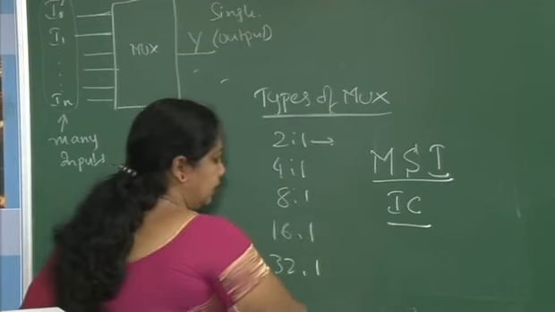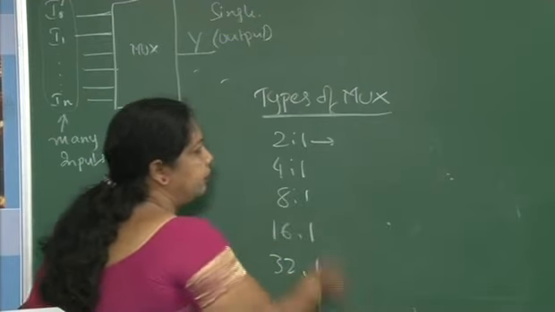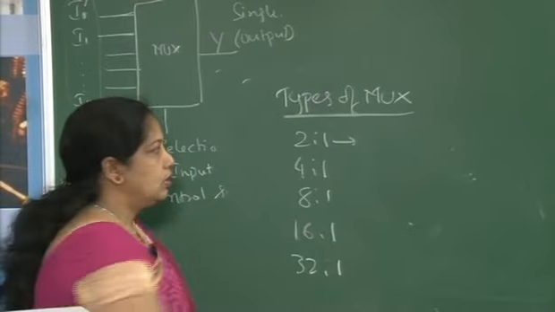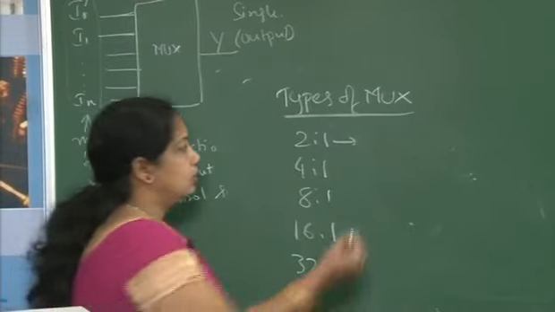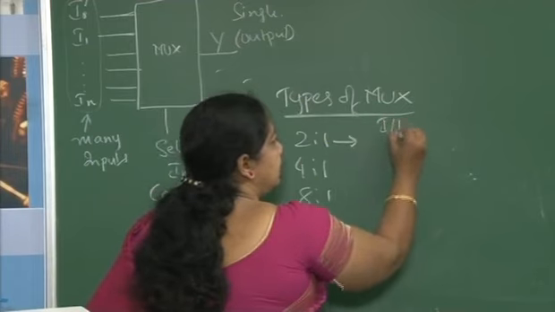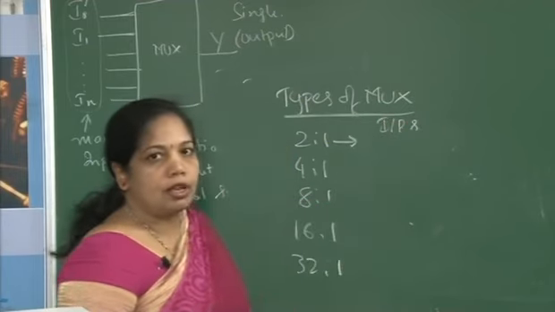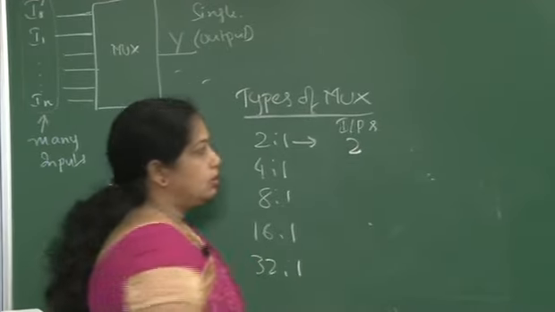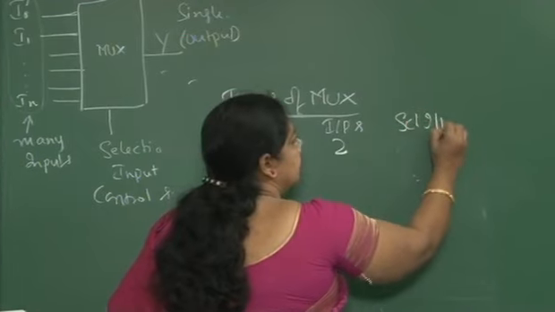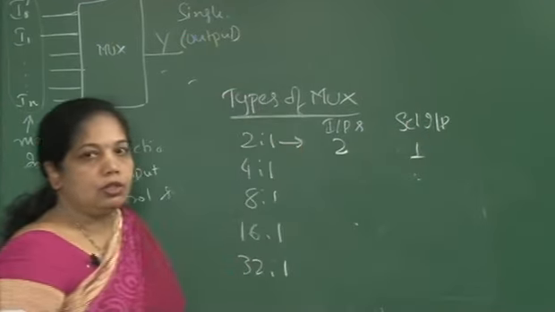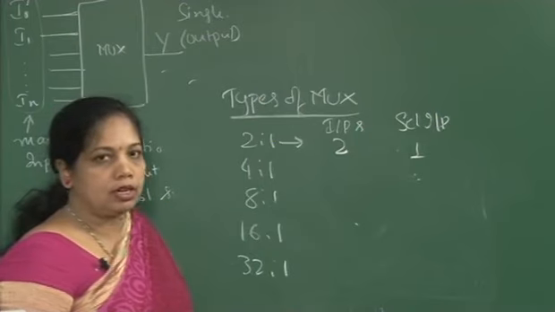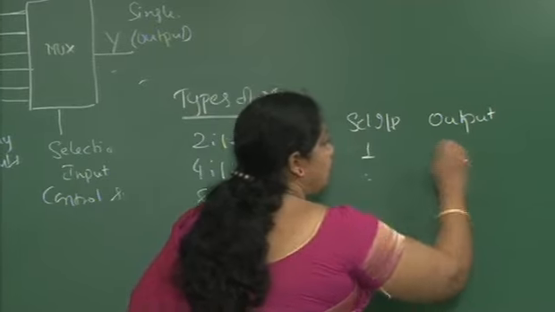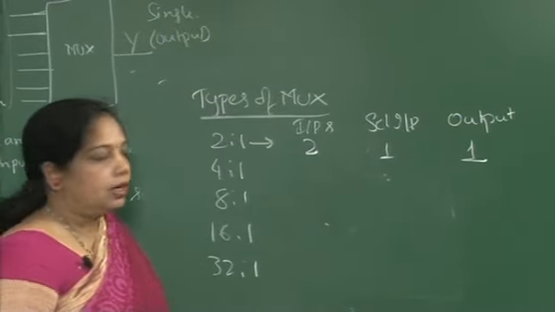So, now let us once again brief the types of mux, how many inputs, how many selection lines and how many outputs. First, 2:1 mux. How many inputs are there? Yes, 2 inputs, right. How many selection inputs? 1, yes. 2:1 mux, 2 inputs, 1 selection input. Coming to the output side, my mux always has only 1 output, right.